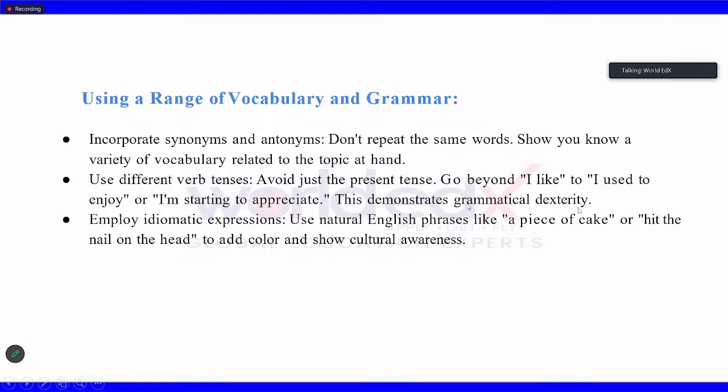This demonstrates grammatical dexterity. Employ idiomatic expressions. Use natural English phrases like a piece of cake or hit the nail on the head to add color and show cultural awareness.